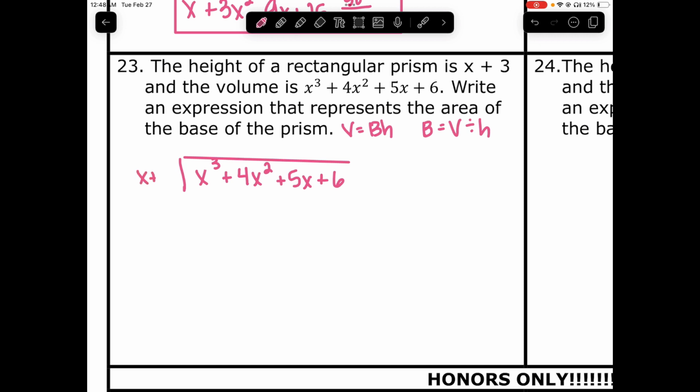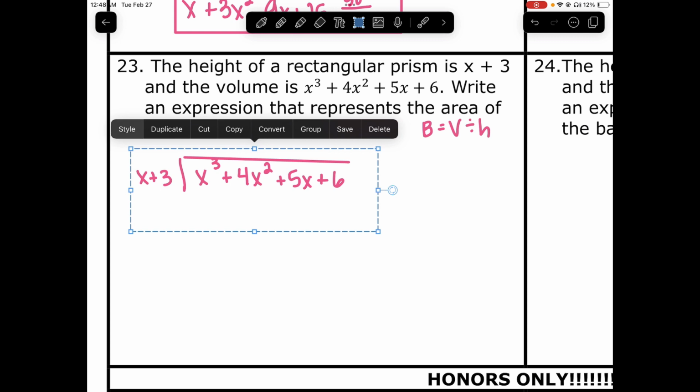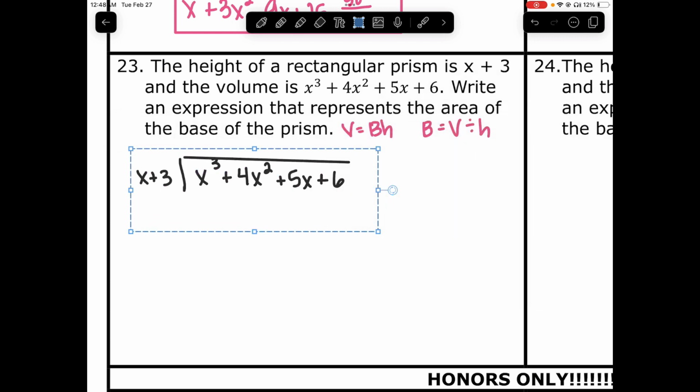And then we got x plus 3. All right, I'm going to change this to black because like Amy Winehouse, I go back to black. Don't quote me on that.